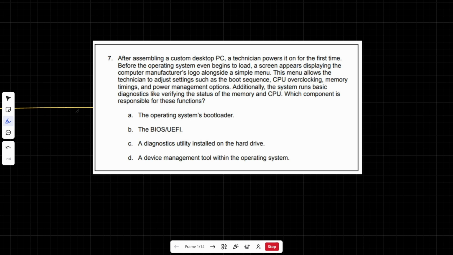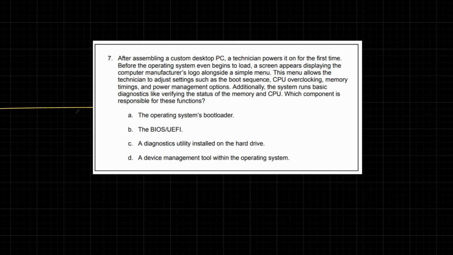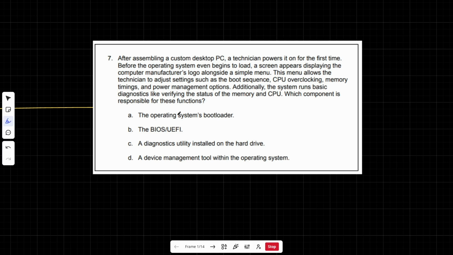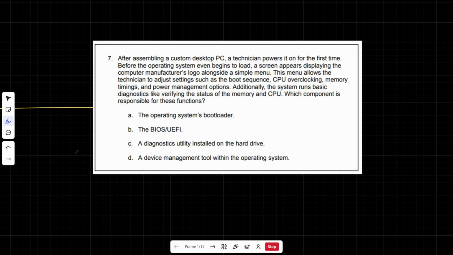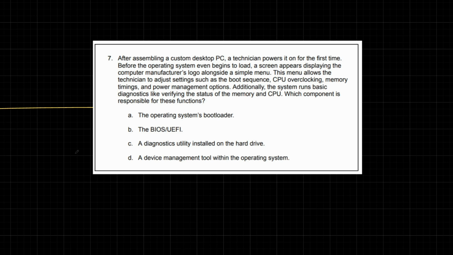Question 7 reads: after assembling a custom desktop PC, a technician powers it on for the first time. Before the operating system even begins to load, a screen appears displaying the computer manufacturer's logo alongside a simple menu. This menu allows the technician to adjust settings such as the boot sequence, CPU overclocking, memory timings, and power management options. Additionally, the system runs basic diagnostics like verifying the status of the memory and CPU. Which component is responsible for these functions? A, the operating system's bootloader. B, the BIOS/UEFI. C, a diagnostics utility installed on the hard drive. D, a device management tool within the operating system.